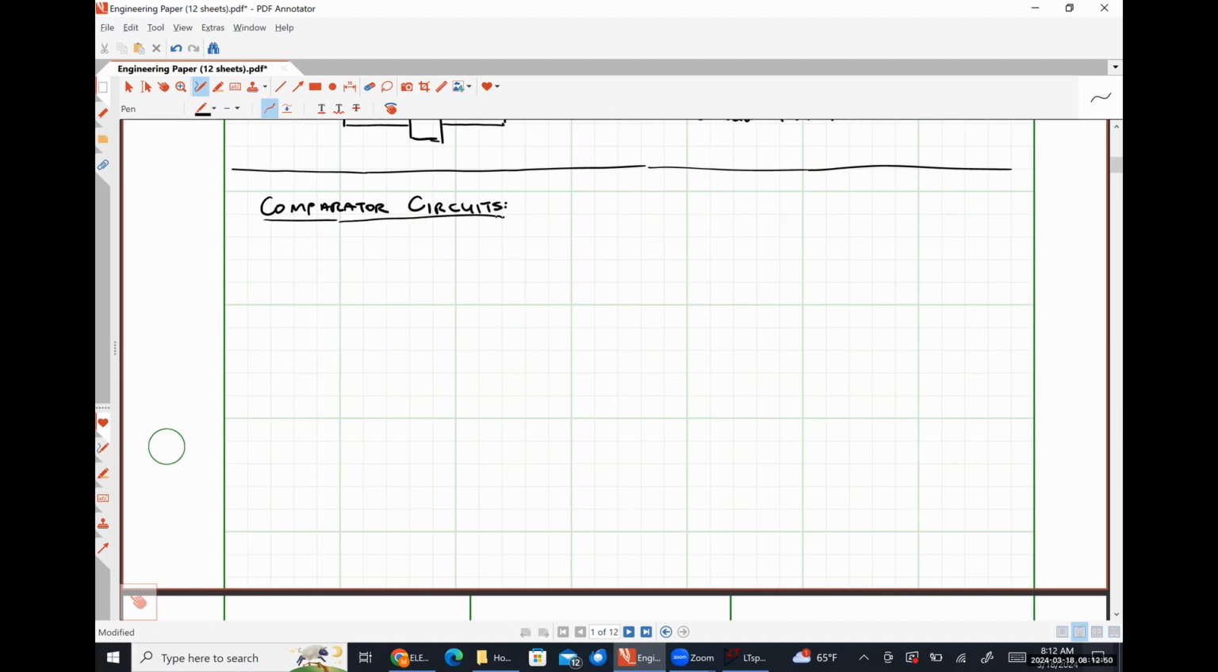So in a comparator circuit, all we are doing is comparing an input signal to some reference voltage signal, and then our output will either be high or low, depending on whether our input signal is greater than or less than that reference, okay? So let's look at this circuit here.